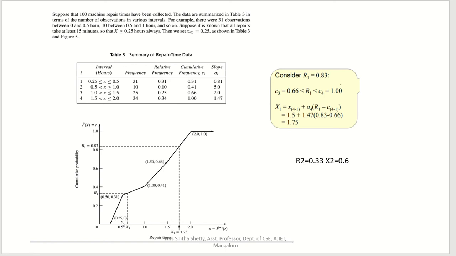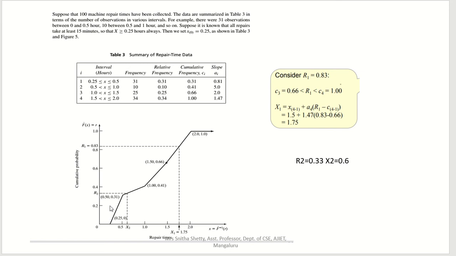So what is your x naught? The x naught is 0.25, right? Initially they have given x naught equal to 0.25. So here you can see 0.25 comes somewhere here, right? So it is 0.25 comma 0. So the initial cumulative frequency is 0. Okay, so once again I'll repeat this: x naught is set equal to 0.25, so it comes somewhere here, 0.25 comma 0.